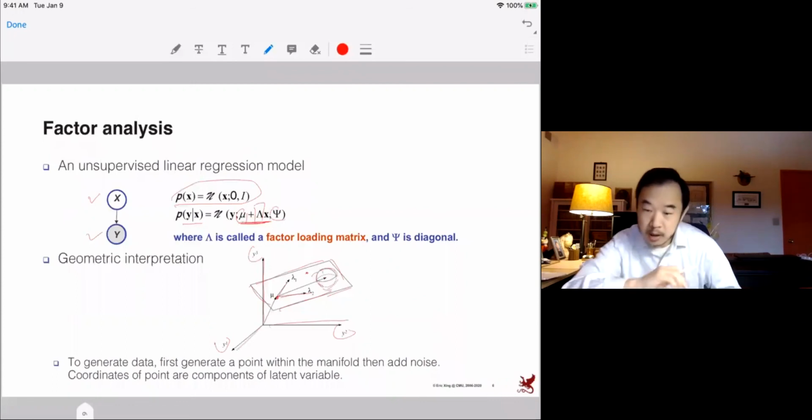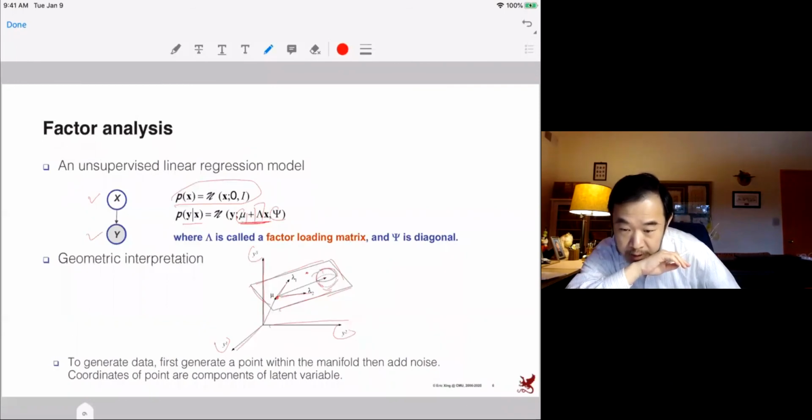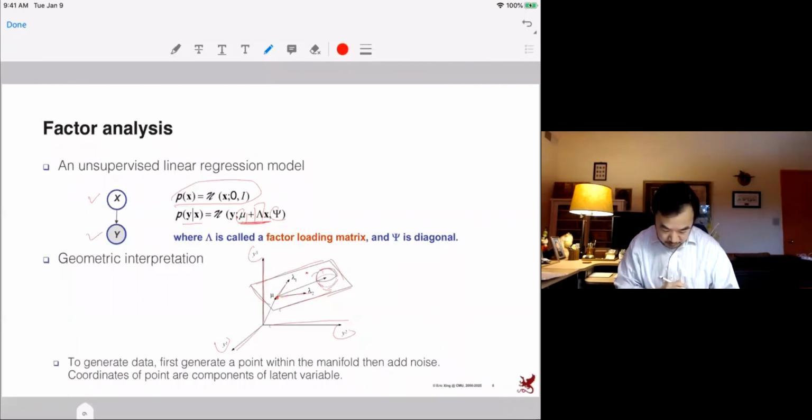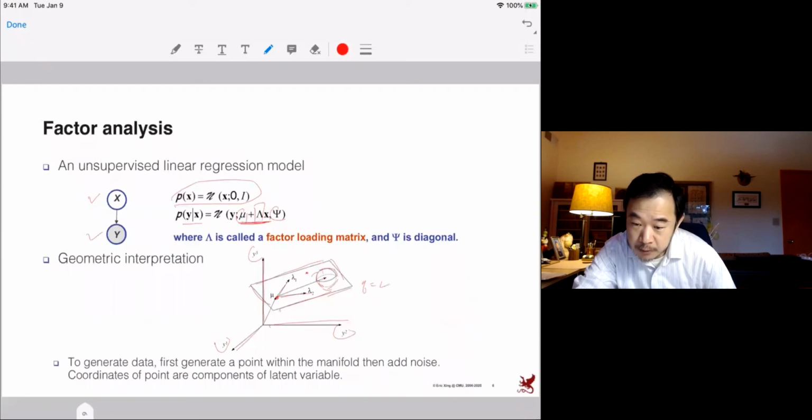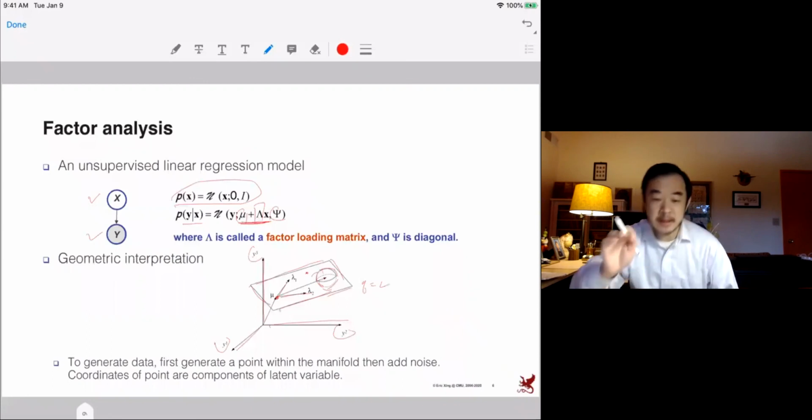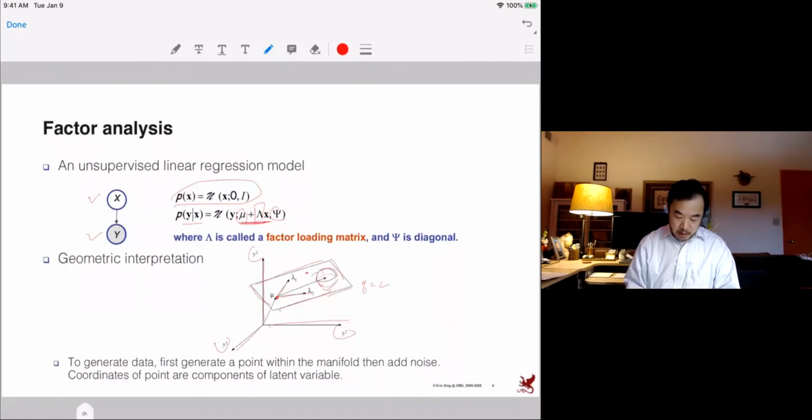Okay. Question: what is the Q here? In the previous slides, Q is the dimensionality of the lower dimensional space. For example, Q in here equals 2. Yes, the number of principal components, same thing. I think the question is explained. All right, so this is the generative story of factor analysis.